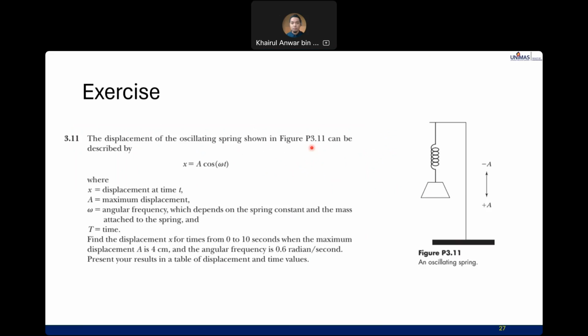The displacement of an oscillating spring shown in figure 3.11 can be described by x equal to A cos(ωt). So find the displacement x for time from 0 to 10 when the maximum displacement is 4 cm and angular frequency is 0.6 radian per second.